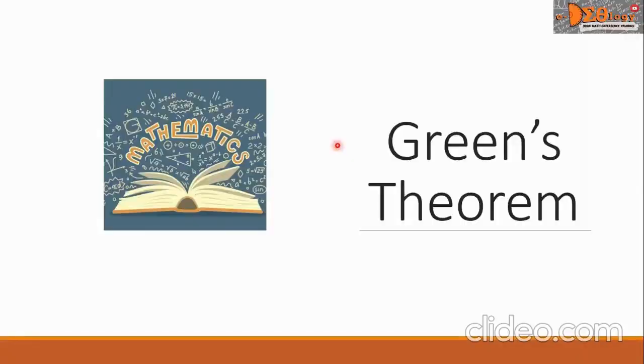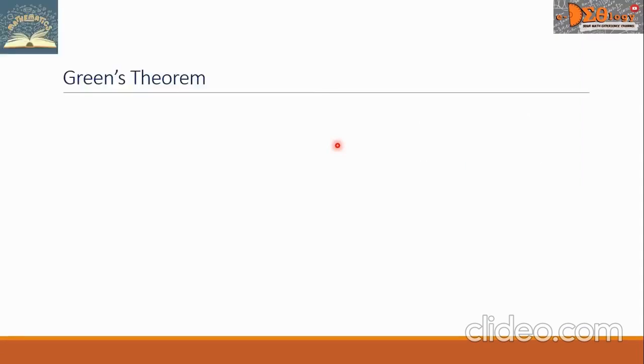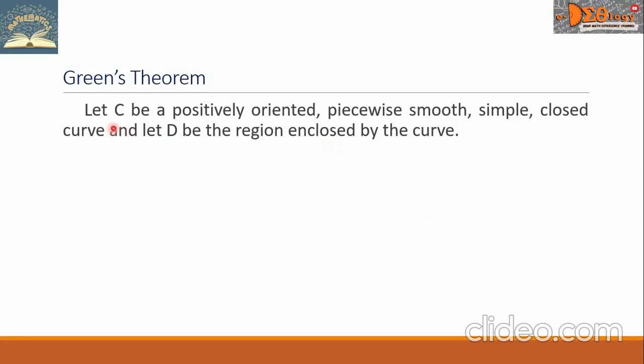Hi everyone, today we're going to study Green's theorem. Let capital C be a positively oriented, piecewise smooth, simple, closed curve. And let capital D be the region enclosed by the curve.